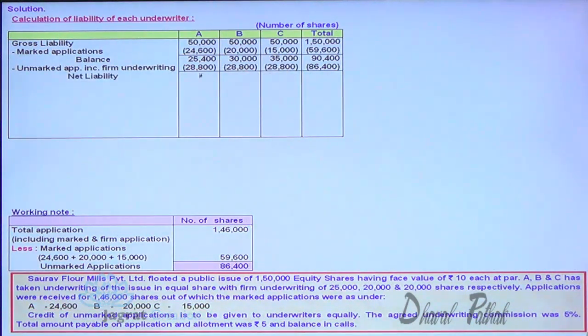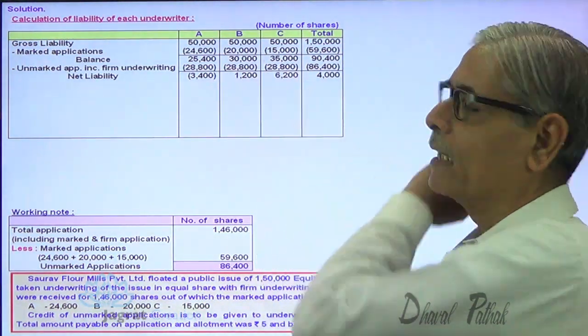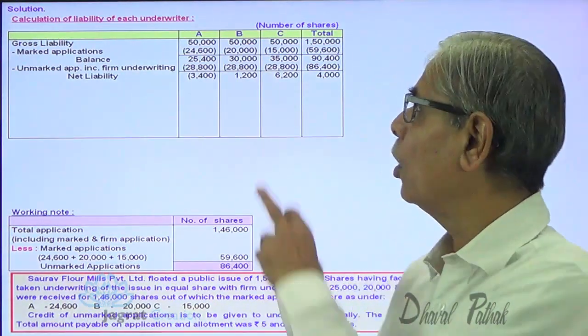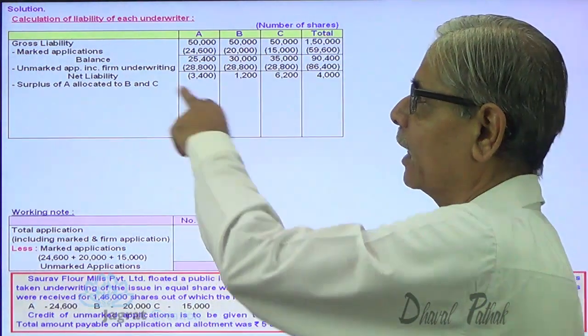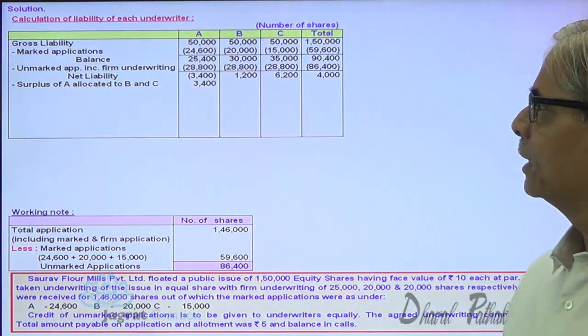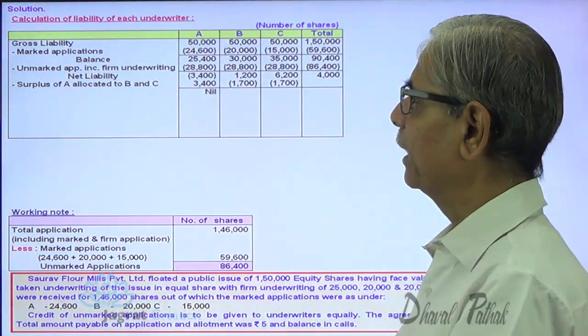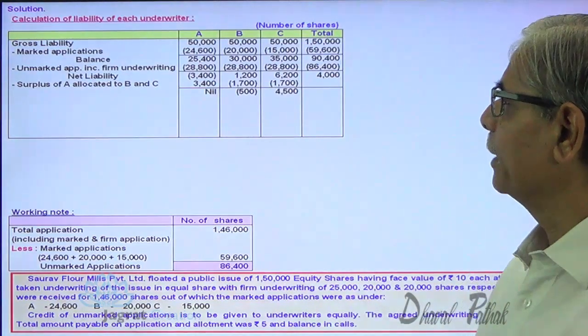So this is the liability. Now there is a surplus of 3,400 that will be transferred to B and C in equal proportion. So 1,700 each is the credit of B and C from the surplus of A. So surplus of A is allocated to B and C in equal proportion, 1,700 each. So here A becomes nil. Here there is a 500 surplus. That 500 surplus will be transferred to C.